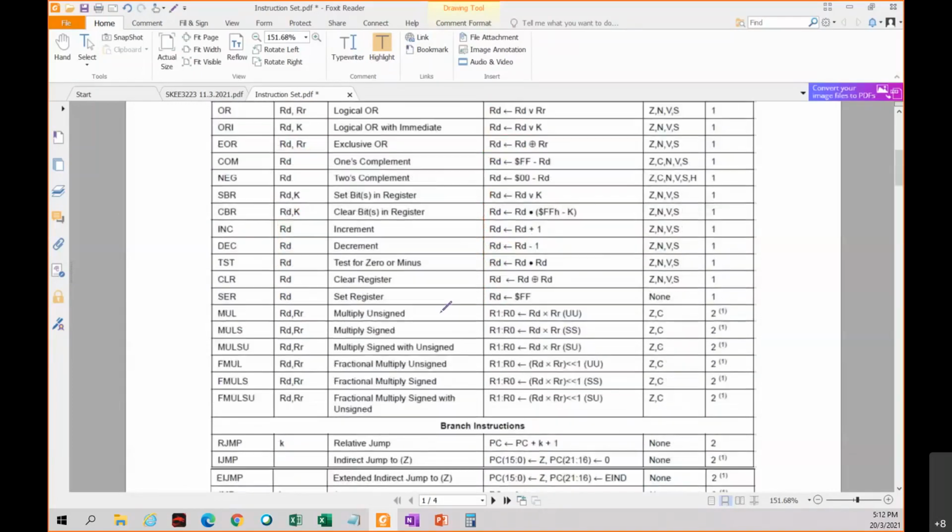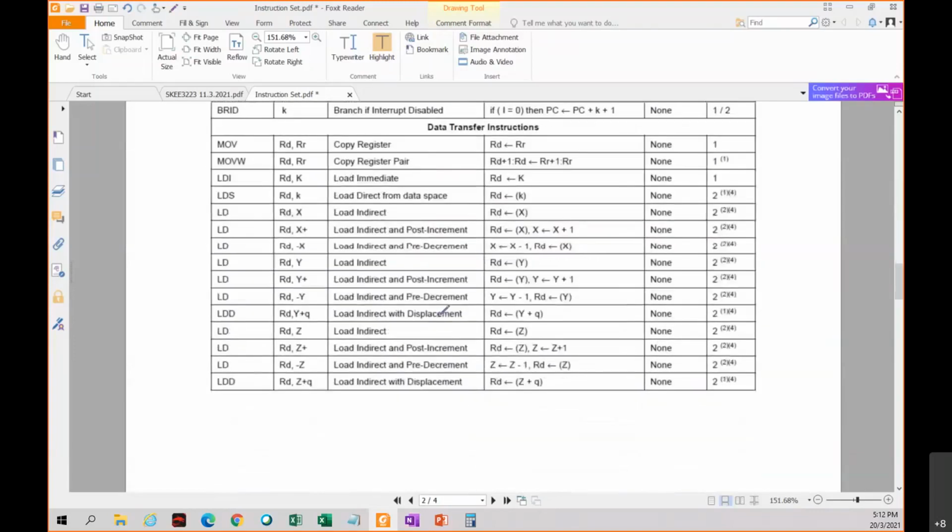Okay, kita tengok tadi LDS. Mana kita punya LDS tadi? LDS. Okay, this is a LDS. Okay. Rd, small k. Okay, which is load direct from data space. So what happened here? Okay, dia pergi ambil value daripada small k ni, which is your address, data memory, get that value and put to your Rd. Kalau LDI, Rd, capital K, load immediate, means that you're going to take the value, okay, given by K and put it to your Rd. Okay, so this instruction set will be given lah, akan diberi. Okay, no need to memorize.